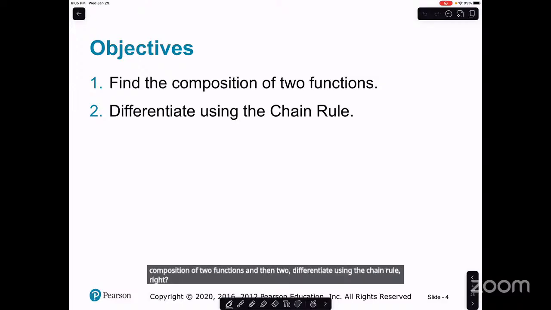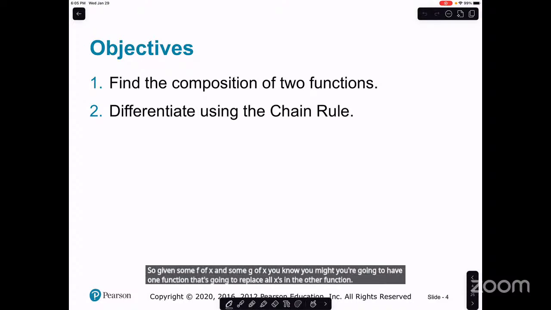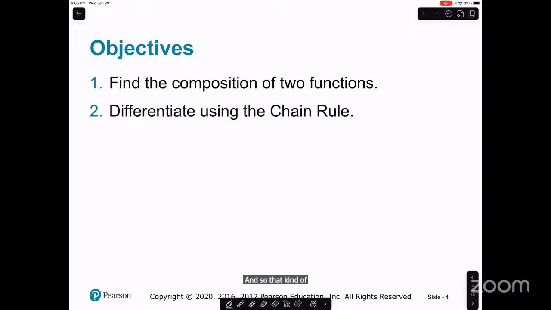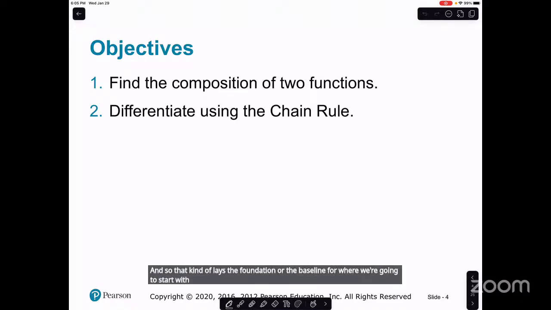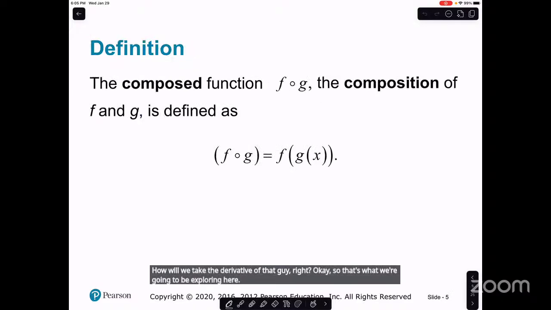So from college algebra, composition of two functions: one function inside another function. Given some f of x and some g of x, you're going to have one function that replaces all x's in the other function, and that lays the foundation for where we're going to start with the chain rule. Suppose we had a composition of functions where we had one function inside another. How would we take the derivative of that? That's what we're going to be exploring here.